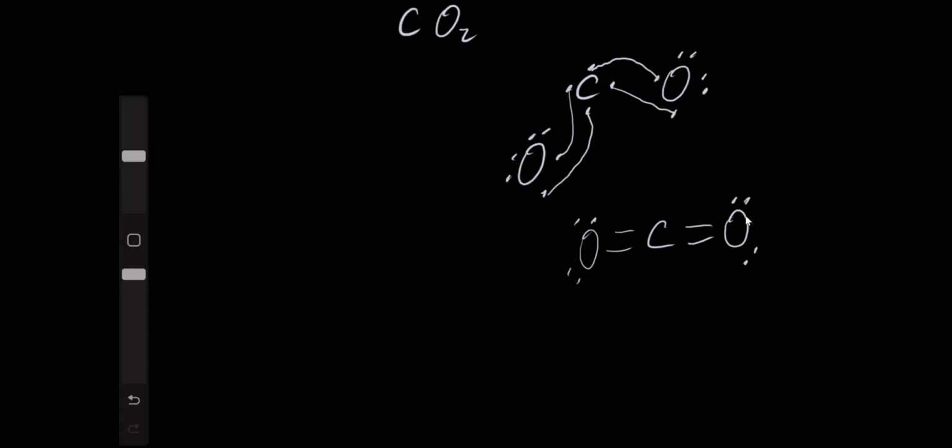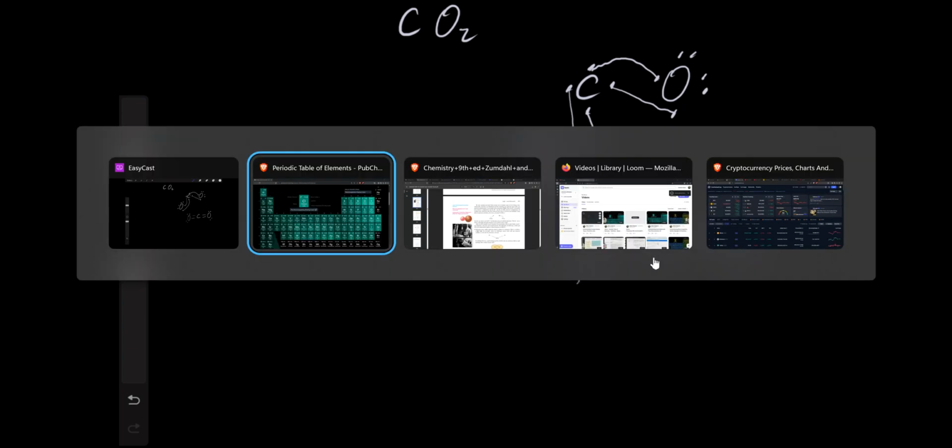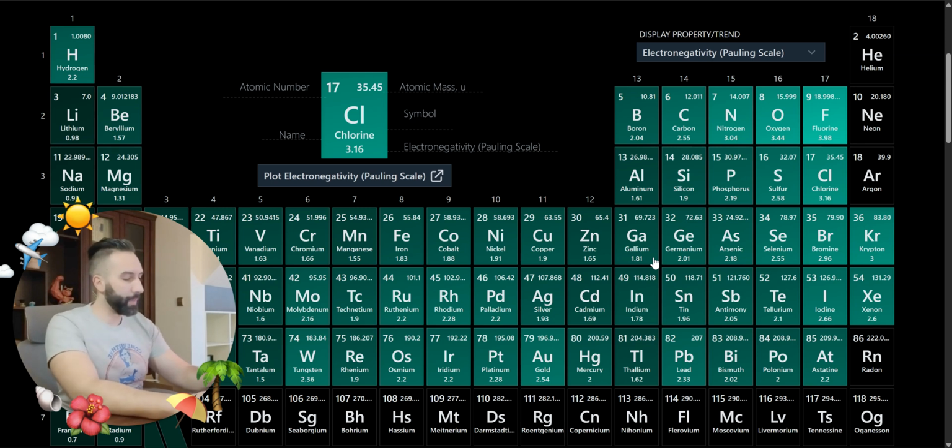So what I need to check now is, are they stable? Is every atom stable? This one is stable because it's got 8, right? So 2, 2, 4, 6, 8. This one is stable, 2 and 2, 4, and 2, 6, and 2, 8, and this one also. So this is good.